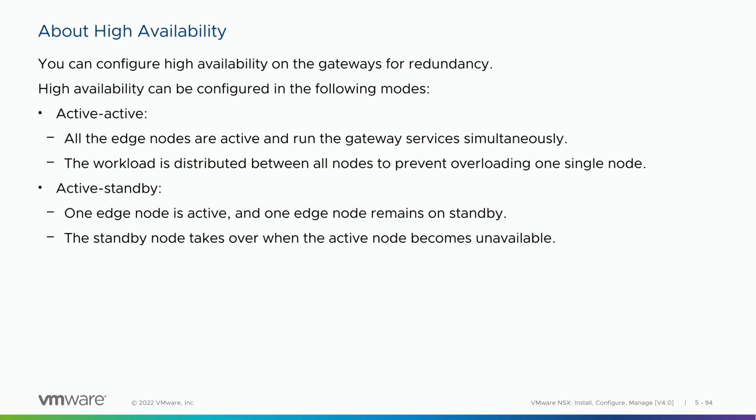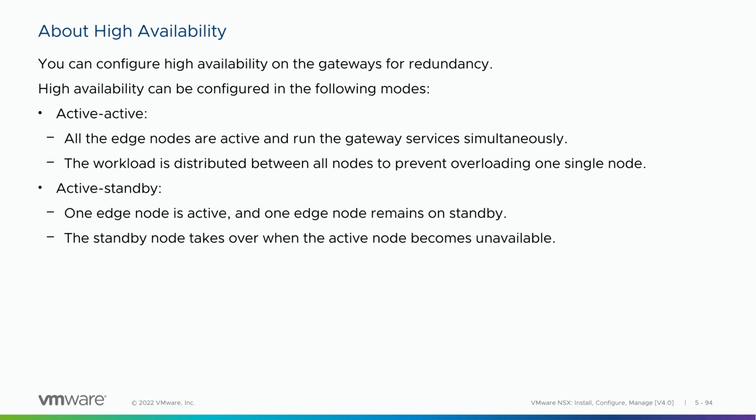High availability gives us the configuration choice for our gateways and how they're going to behave inside of an edge cluster, working with the multiple edge nodes that are members of an edge cluster. Now, my tier 0 gateways can be configured active-active or active standby. Active-active simply means that a number of edge nodes have active service routers instantiated on them.